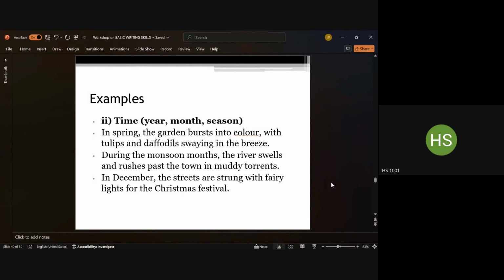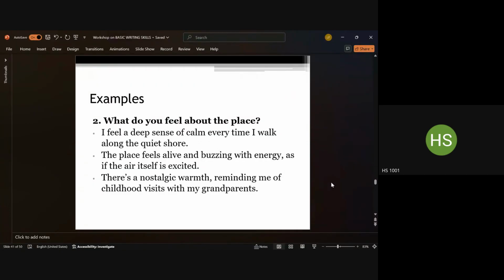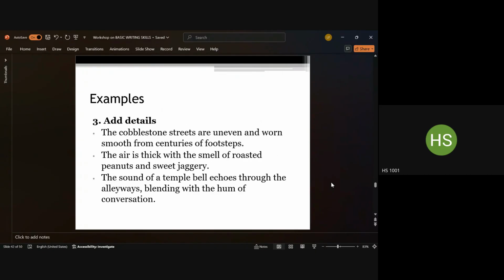Then feelings about the place. It's similar to what we discussed for the description of objects. So, a deep sense of calm in the first sentence: I feel a deep sense of calm. Second sentence: the place feels alive, buzzing with energy, excited, right? There's a nostalgic warmth, reminding me of childhood visits with my parents. So you can make combinations of these modifiers and write this. Additional details, anything that you think will fit in that, right?